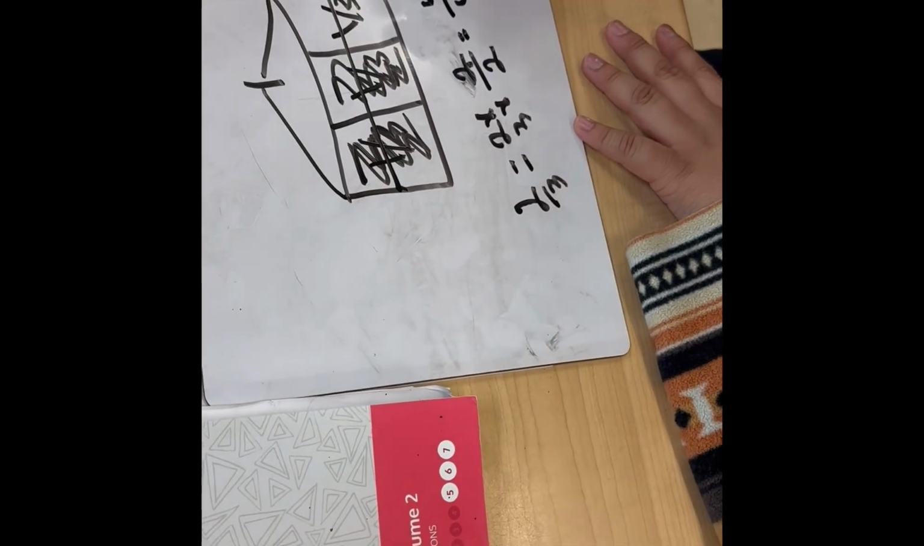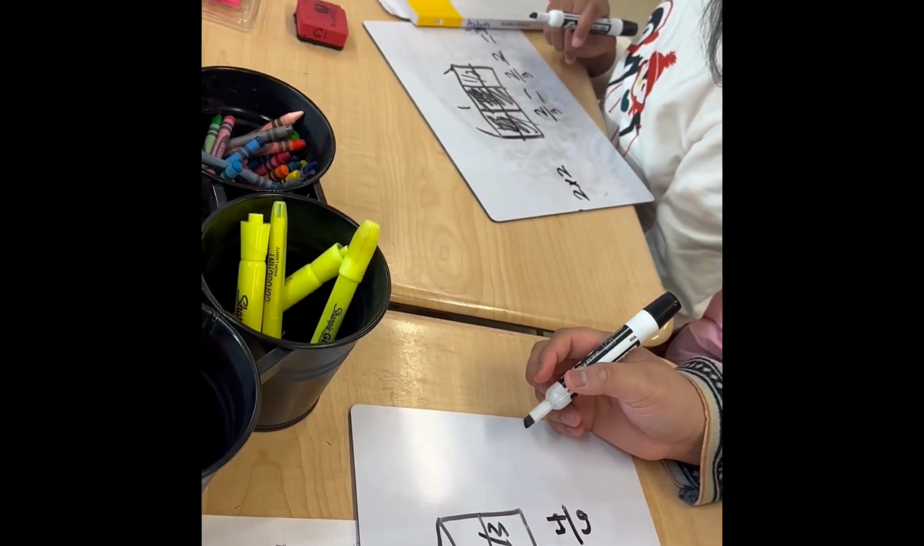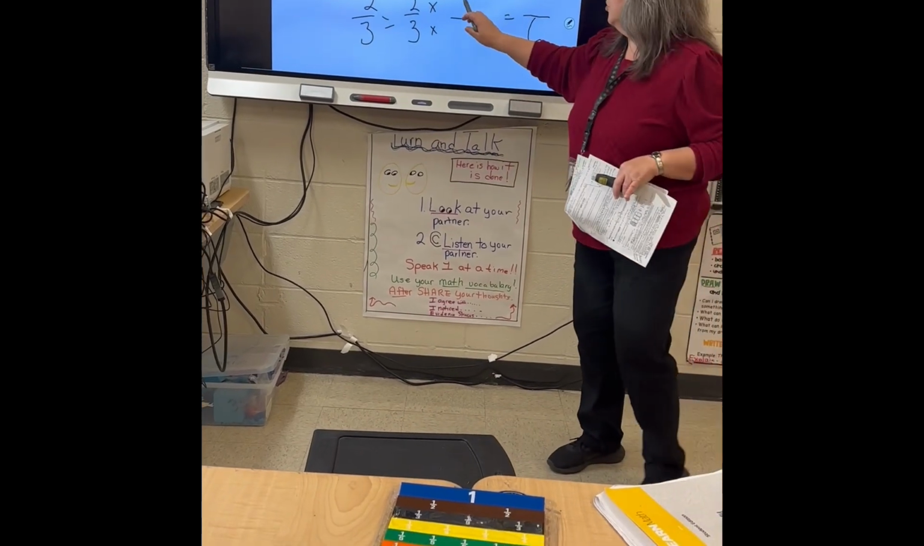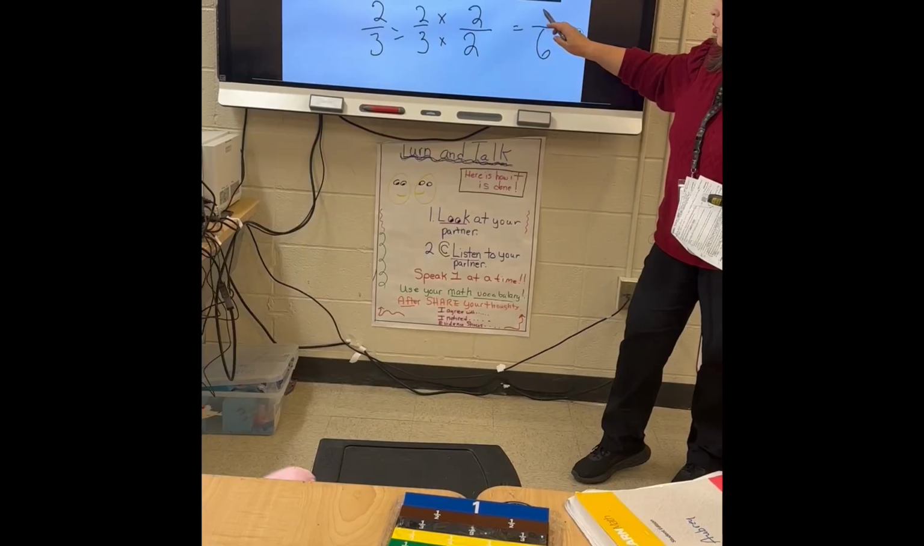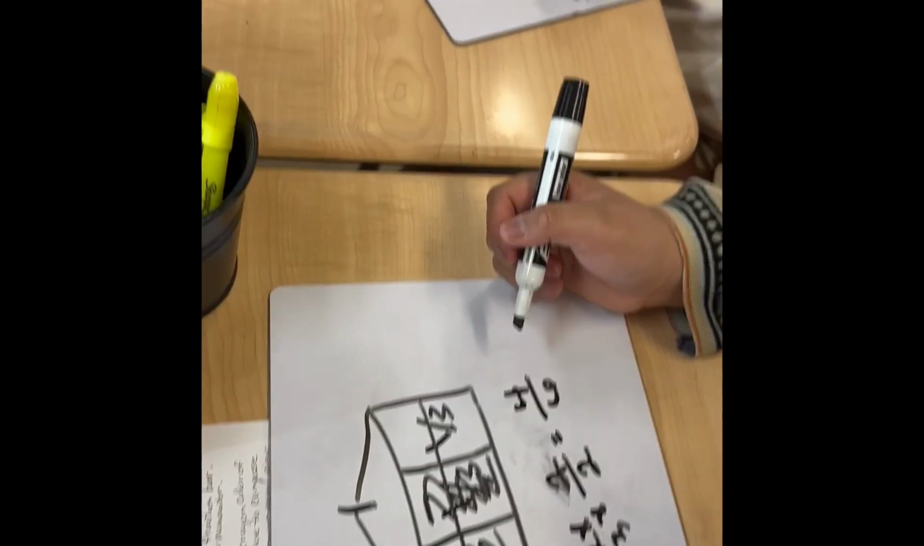Okay. So what is the denominator? What is our total amount now? 6. So what is the factor you used? 2. You doubled each piece. So what is your new fraction, your equivalent one? 4/6. Very good. Okay, go ahead and erase.